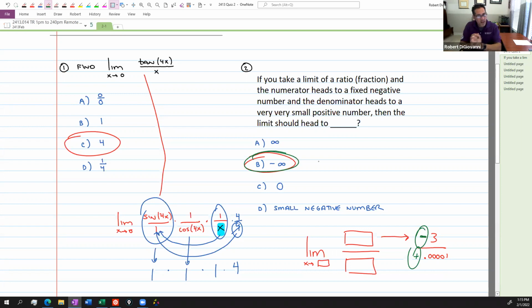That's where it's headed. It's headed to negative infinity. Now, anyone want me to clarify that? Because 5 of you did D. So do you want me to talk about why it's not D, or have I made it make sense?